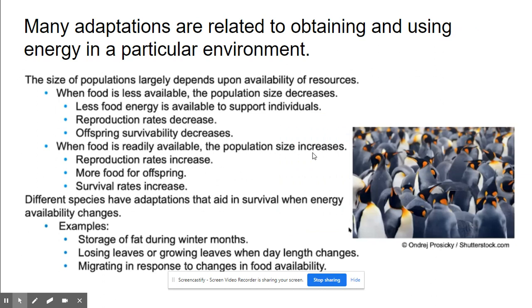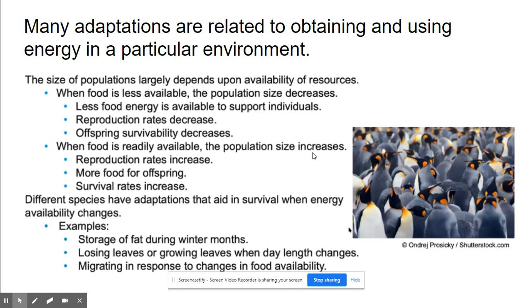Many adaptations are going to be related to obtaining and using energy in a particular environment. So the size of that population is really going to depend on the resources that are available to them. When there's less food available, it makes sense the population size is going to be decreasing because there's less energy to support those individuals. We're going to see that reproduction is harder because they don't have the energy they need to do that. So reproduction is going to decrease. And we're also going to see that the offspring are going to have a hard time surviving. So they're also going to decrease because there's not food available to the offspring.